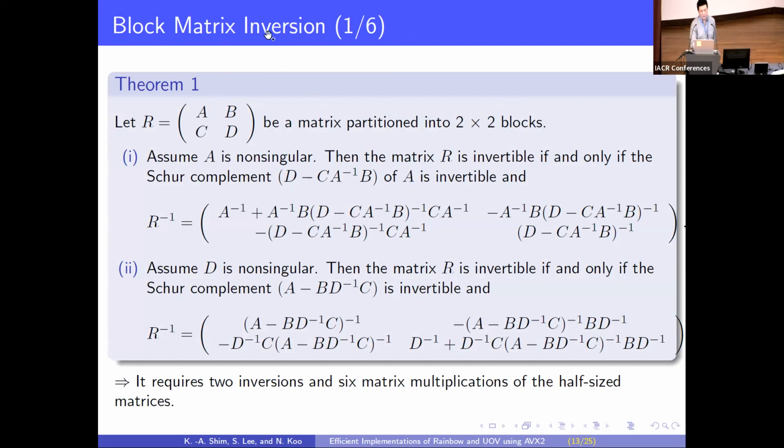First one is block matrix inversion. We write R as this blockwise matrix, where A, B, C, and D are block matrices, square matrices of the same size. If A is non-singular, then R is invertible if and only if this matrix is invertible, and R inverse can be written in this form. If D is non-singular, then R is invertible if and only if this matrix is invertible, and R inverse is expressed like this.